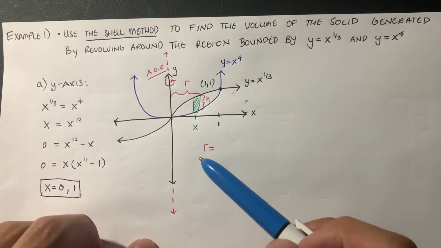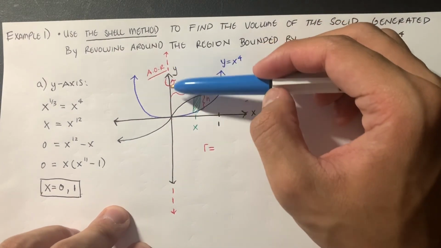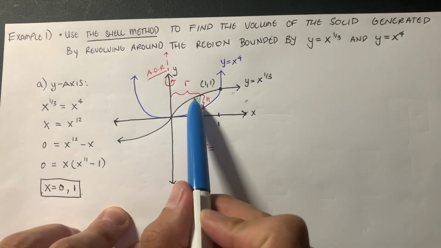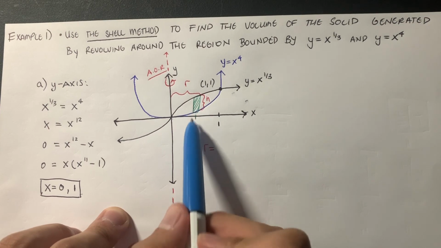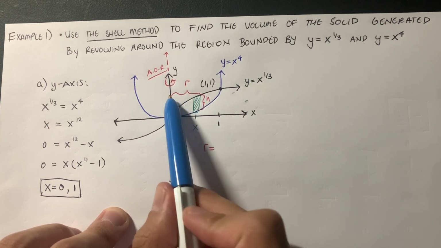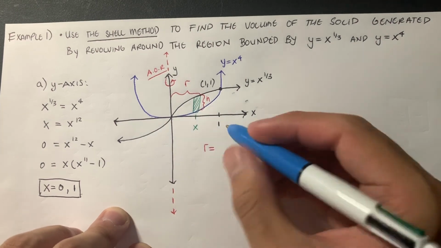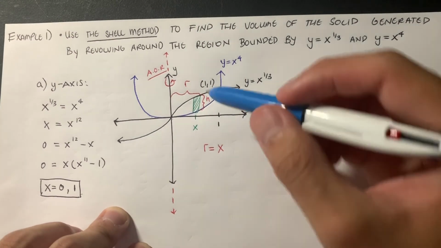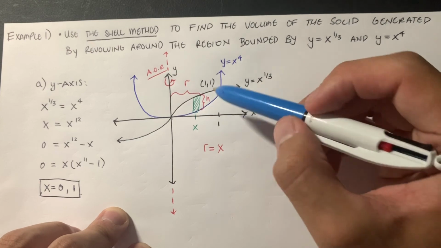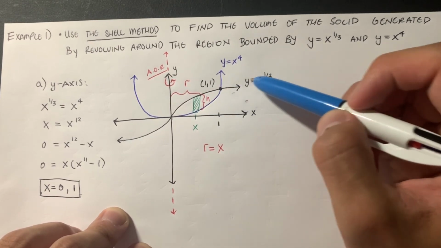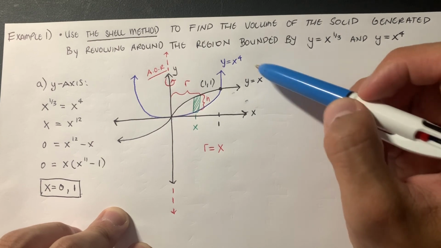So now to calculate r, we can see that our axis of rotation is right here and the rectangle is right here. So that distance traveling from here to here is x. We do not know that distance, so we're just going to go ahead and call it x, but that's how the distance is from the axis of rotation to that. So we're going to write r equals x. And then this right here for the height of our rectangle, since it is in between two curves, we're just going to go ahead and make that f of x minus g of x.